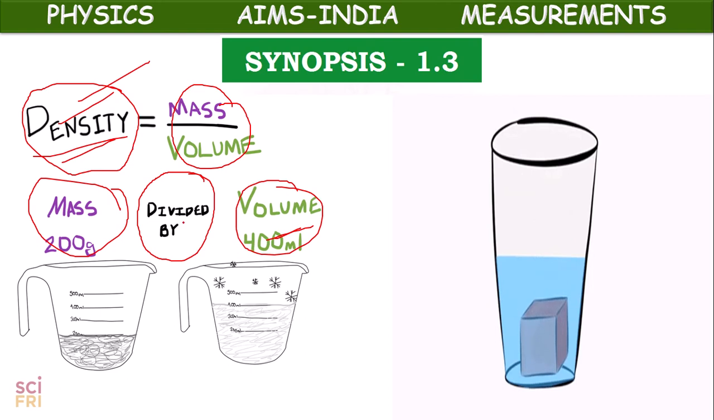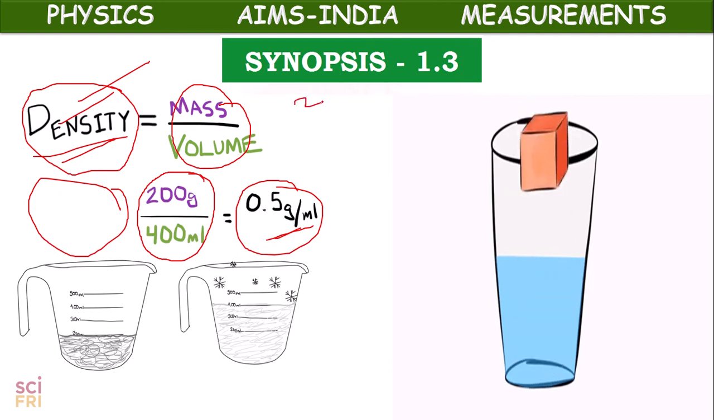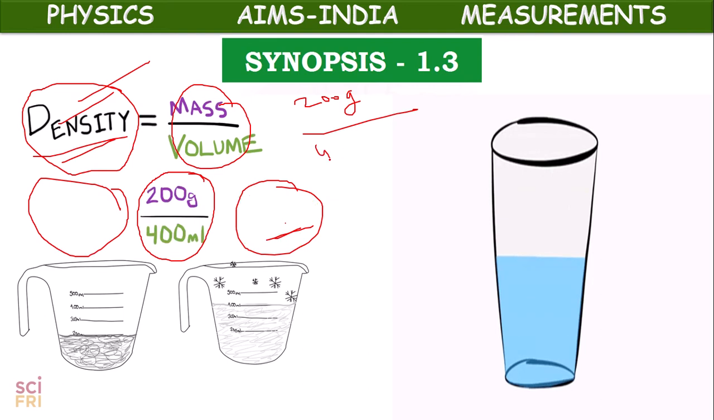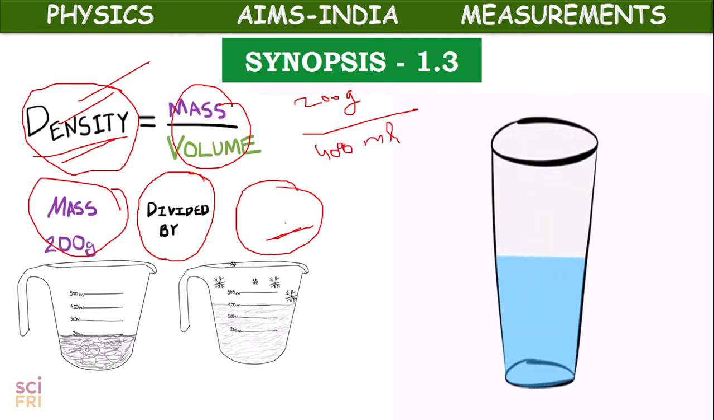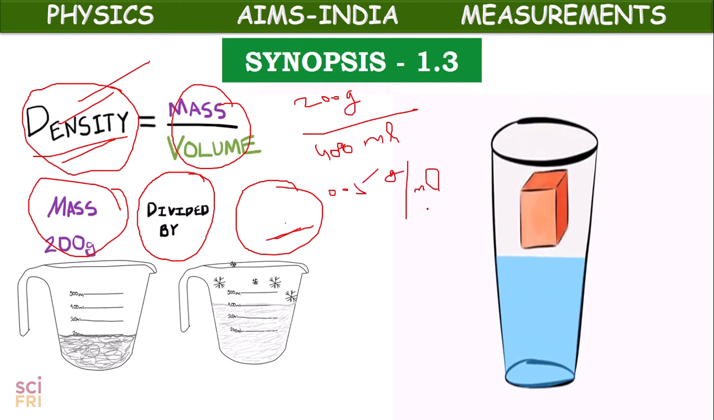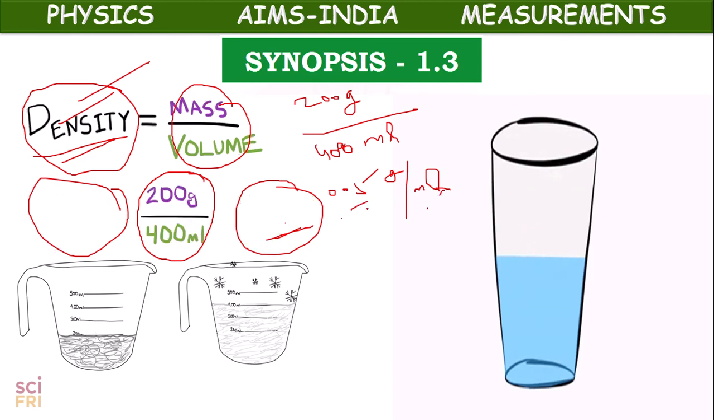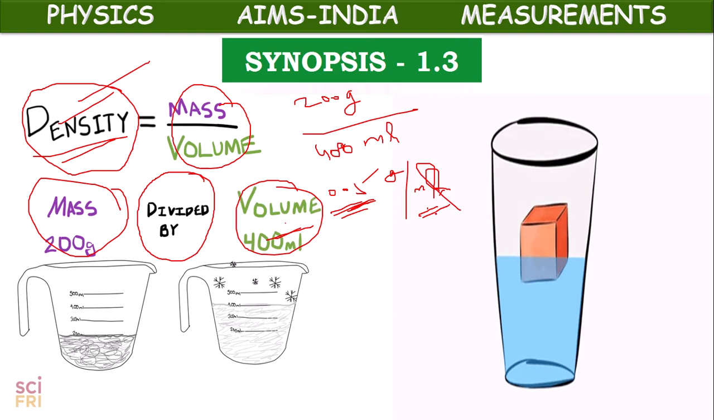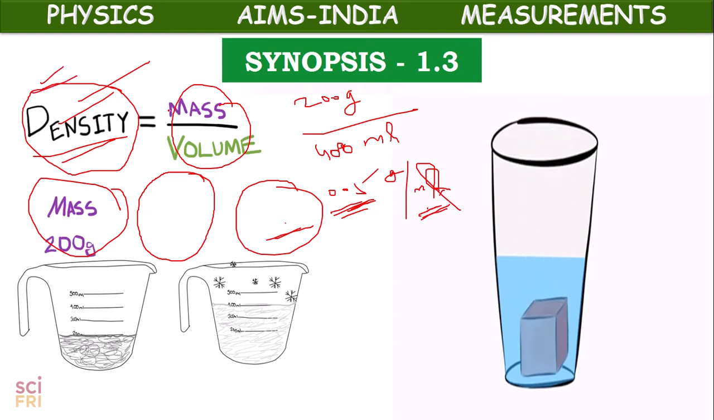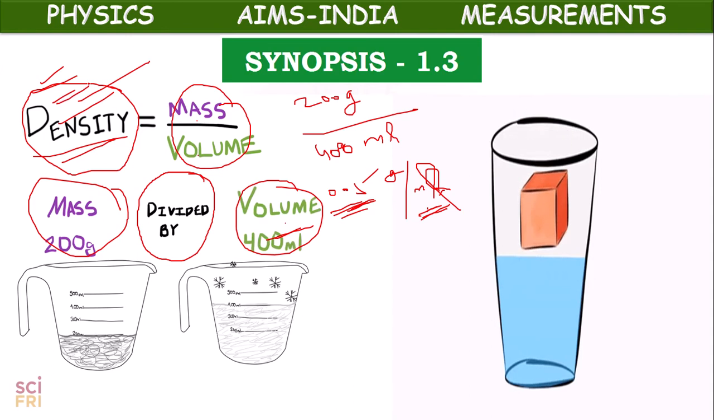Suppose the mass is 200 grams and its volume is 400 milliliter. If we divide, we will get 0.5 gram per milliliter, which means the mass per unit volume. Like that, mass per unit volume is called density, or the ratio of mass and volume is called density.